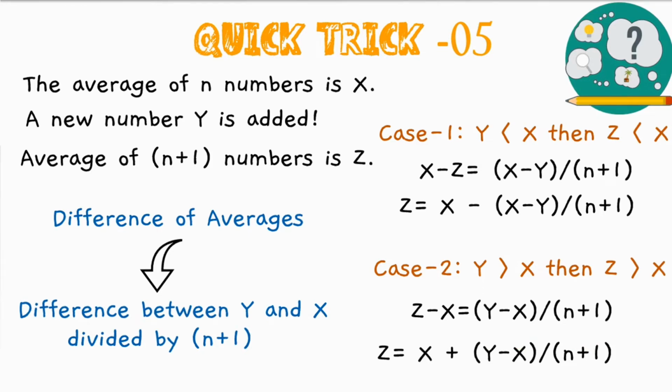By using this trick, if a new value is added to a group of numbers with a certain average value, then the change in average or the new average value can be calculated directly.